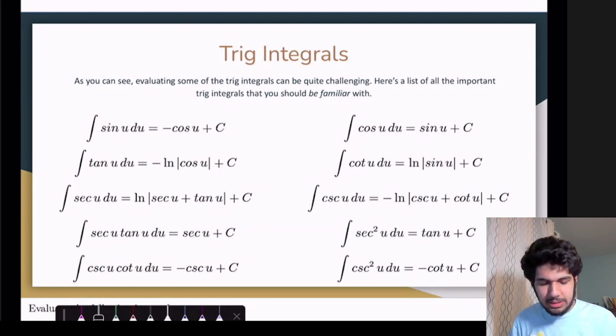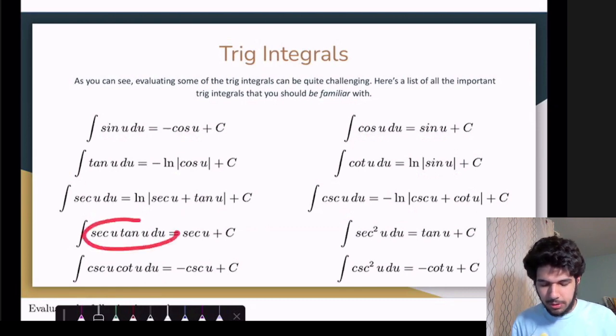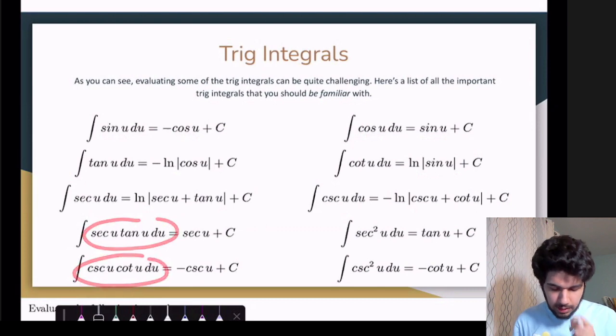So, we can see some similarities. Sine goes to negative cosine, and cosine goes to sine. So these two are kind of related to each other. Tangent goes to negative ln of cosine of u. Cotangent goes to positive ln of sine of u. We see here secant is this, which we just computed. Cosecant is similar, but slightly different. And then these are some other forms that we might get.